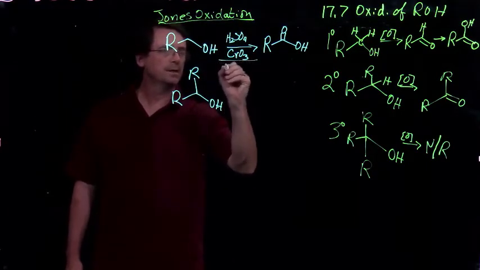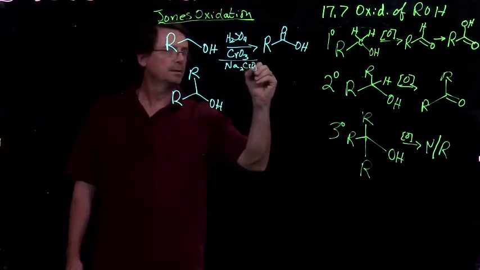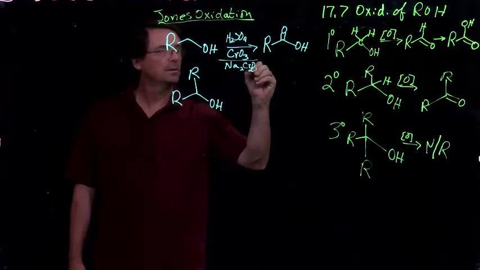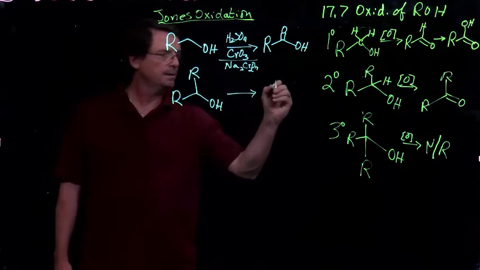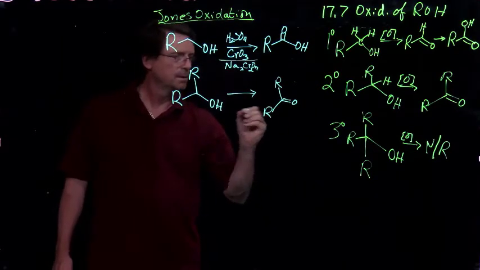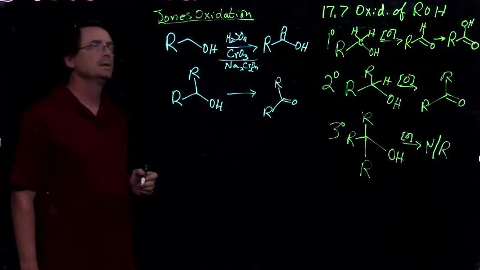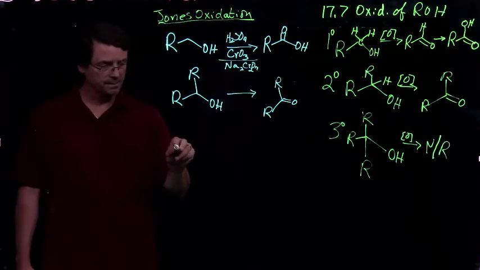The alternative here is sodium dichromate, Na2Cr2O7. And a secondary alcohol is converted to a ketone. All right, so that's Jones oxidation. We could look at some of these specifically.